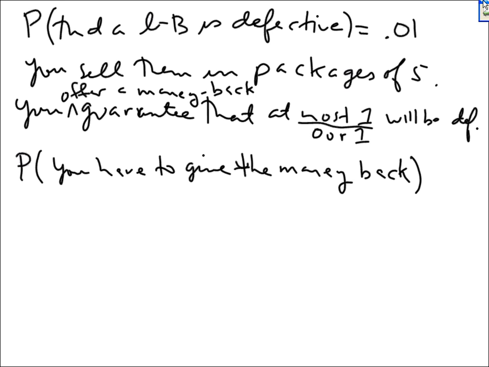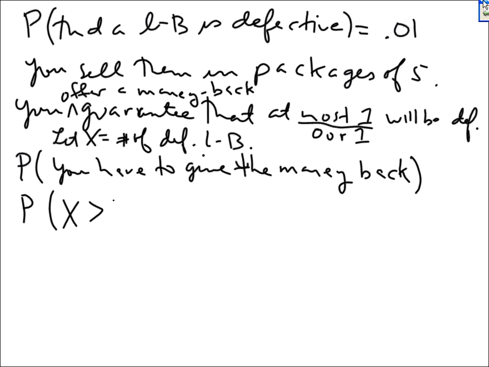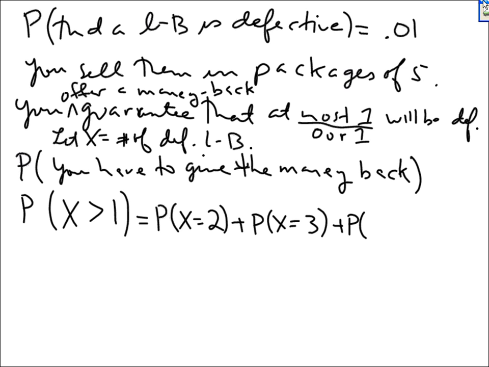Okay, what's the probability you have to give your money back? Well, let X equal the number of defective light bulbs in the package of 5. You have to give your money back means that the number of defective is bigger than 1. That is, the probability that 2 are defective plus the probability that 3 are defective plus the probability that 4 are defective plus the probability that all 5 are defective.